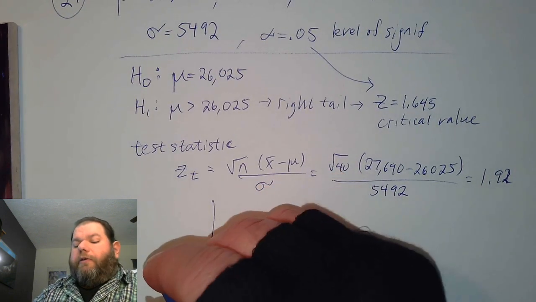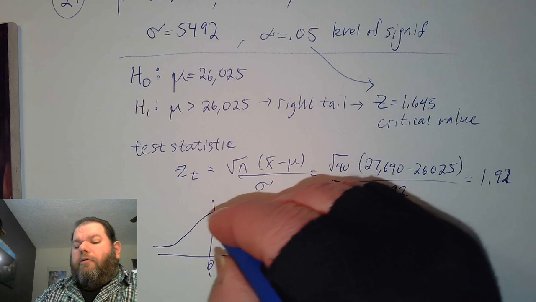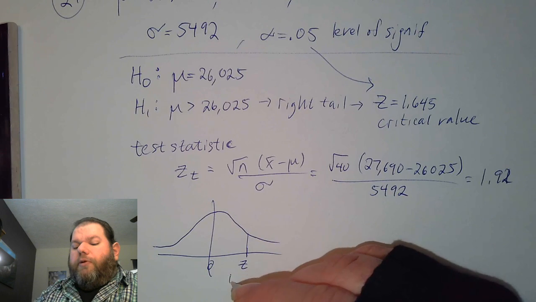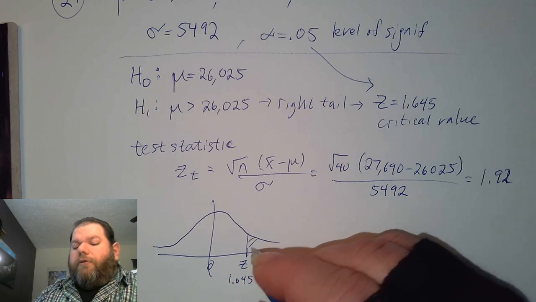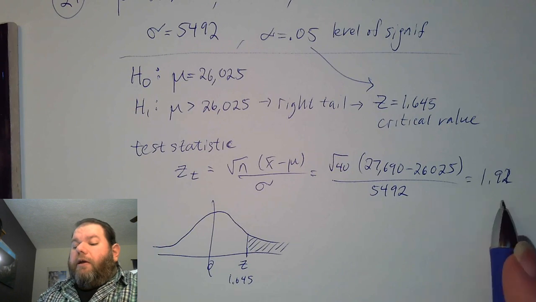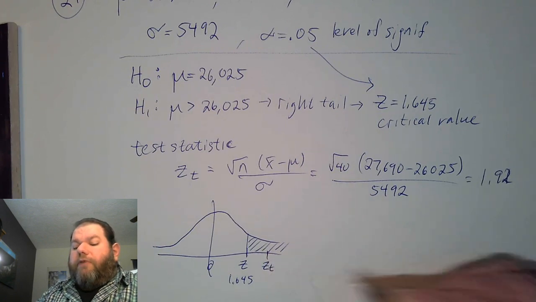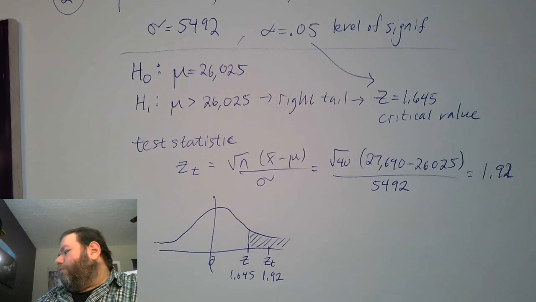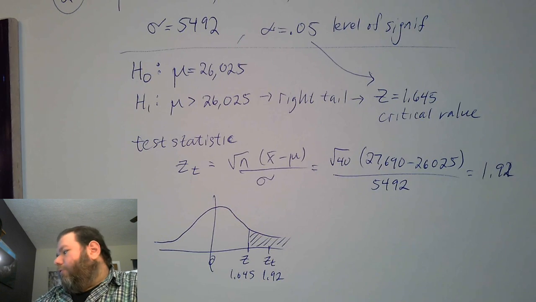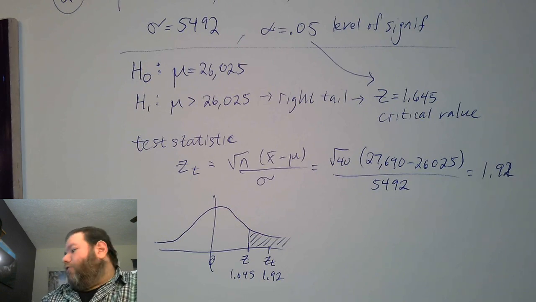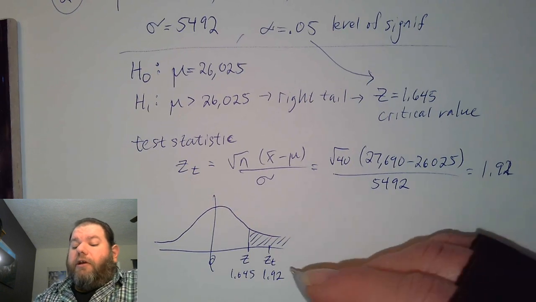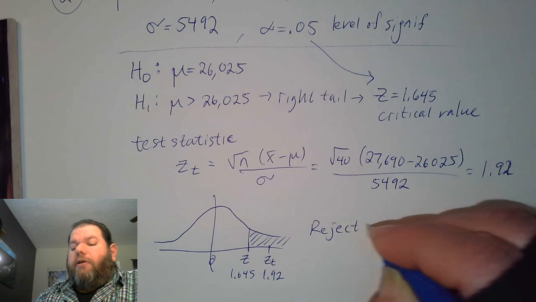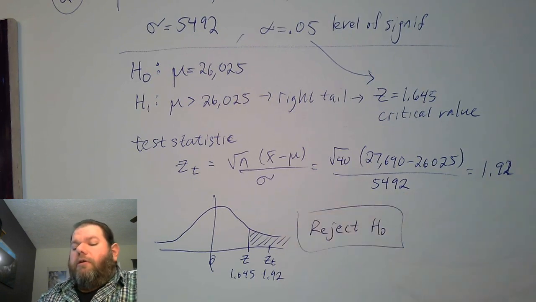Okay, so we look at our graph. Now our critical value is 1.645, and we know it's a right tail. We're shading to the right. And our ZT is actually to the right of that, 1.92. And so on the formula sheet I say we reject H0 if ZT is in the shaded region, otherwise we fail to reject H0. So ZT is in the shaded region, so we reject H0.